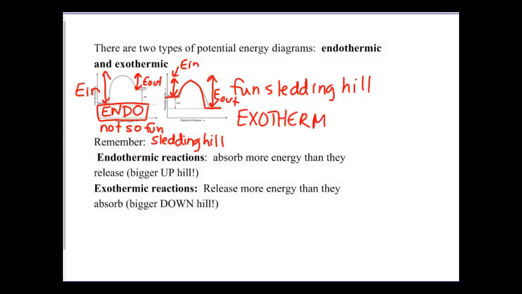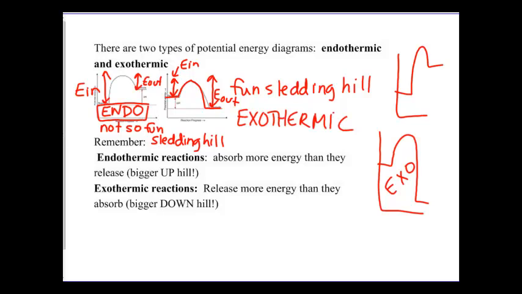Okay? So there's really two shapes, and based on the shape of the curve, whether it's fun or not fun, you can decide if it's endo or exo. Like this one I just drew is a fun sledding hill, so it's exothermic. But this one would be a not so fun sledding hill, that's endothermic. So two shapes of the curve. And again, I explain that in more detail here if you need words.